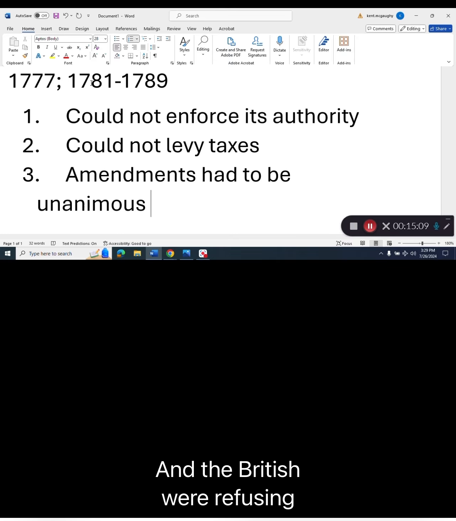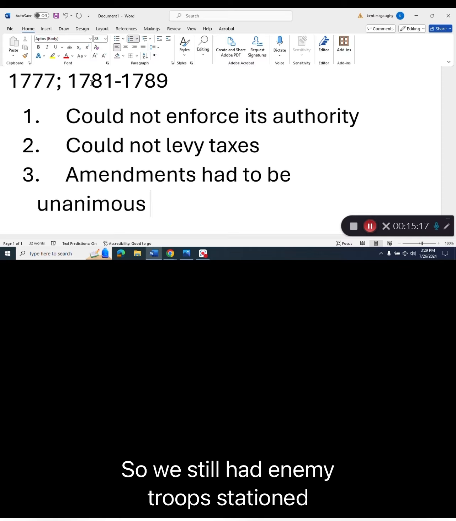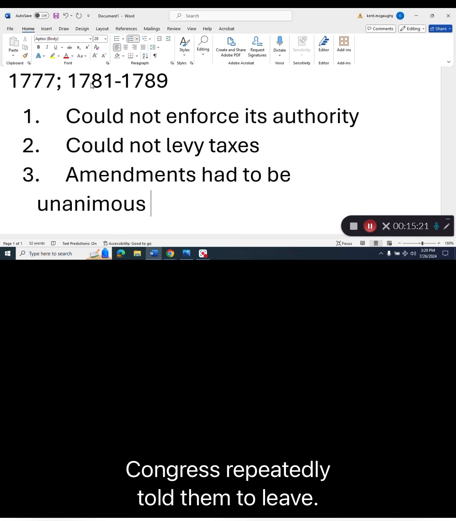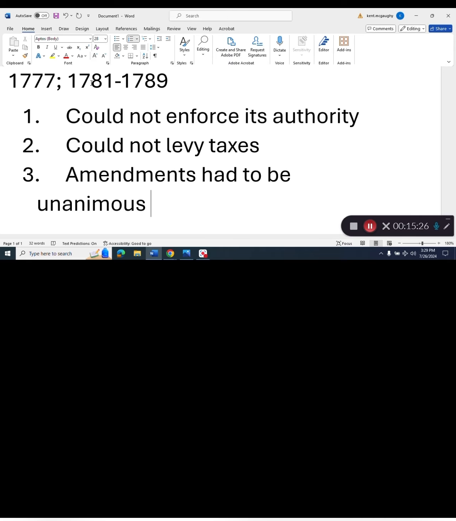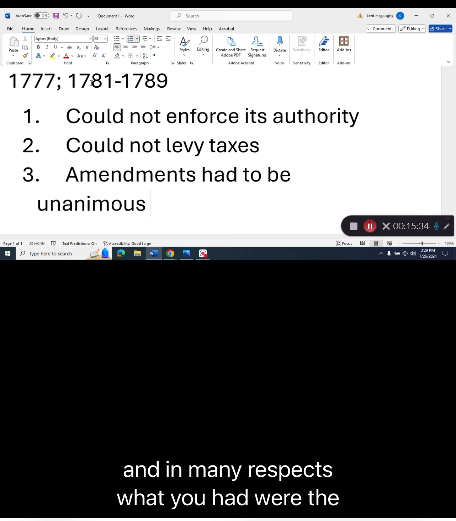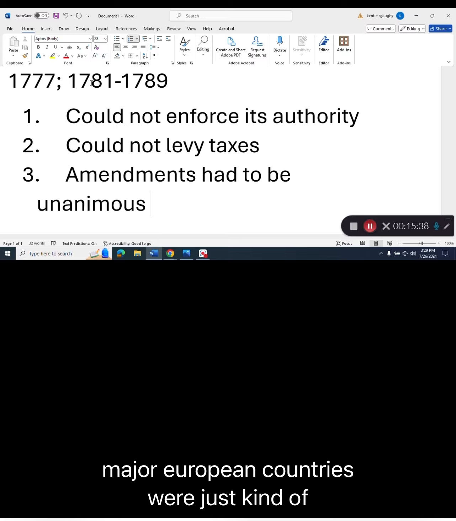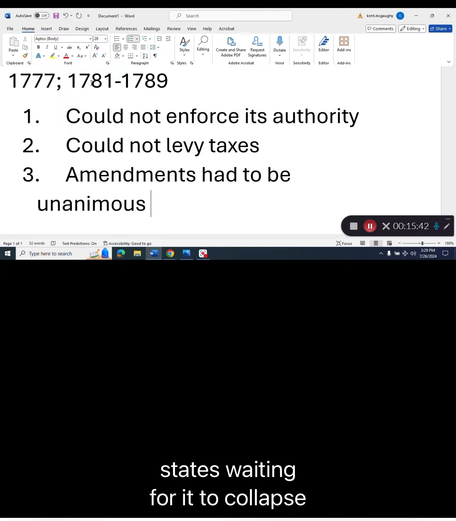And the British were refusing to evacuate American territory. So we still had enemy troops stationed within the borders of the United States. Congress repeatedly told them to leave, but the British said no. And in many respects, what you had were the major European countries just kind of surrounding the edge of the United States, waiting for it to collapse. And as a result of that, they could just pick up the pieces.